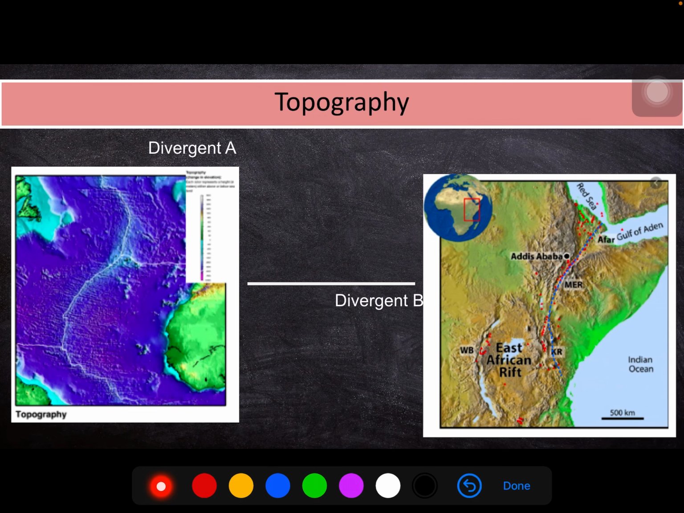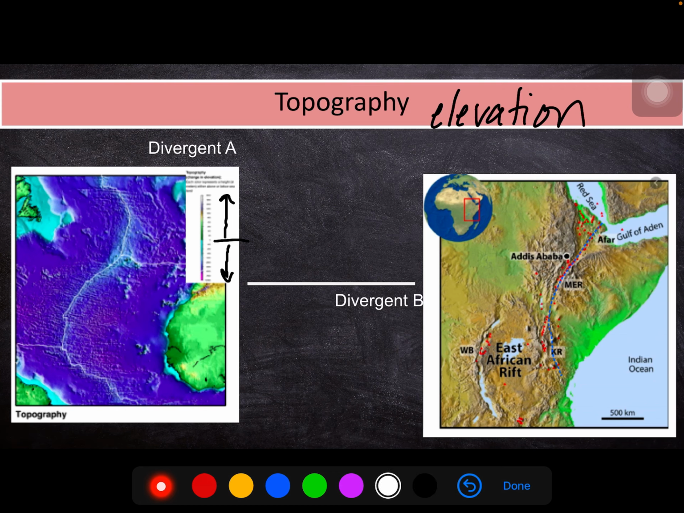So we do have some similarities between these two locations. Topography, remember, is looking at the elevation, both above sea level and below. So we have this scale of all the greens, yellows, and whites for land, and all the light blues, dark blues, and pinks for ocean depth.